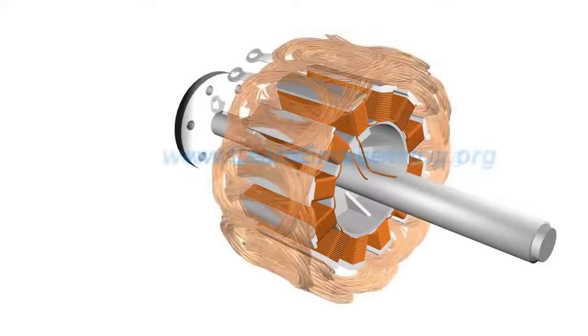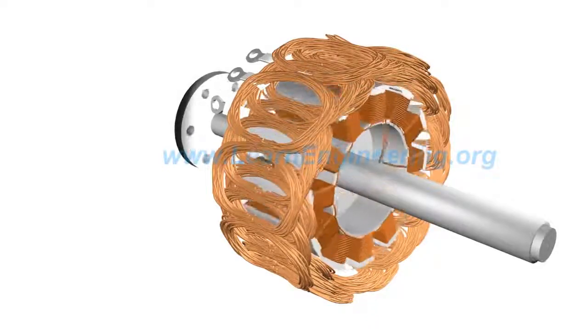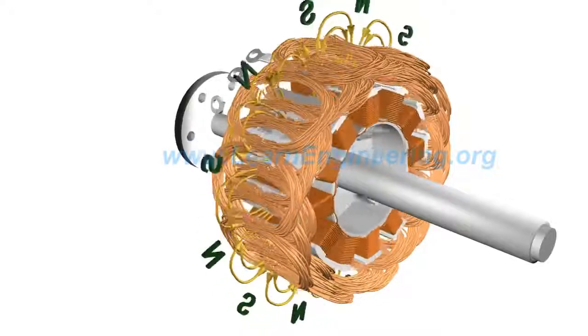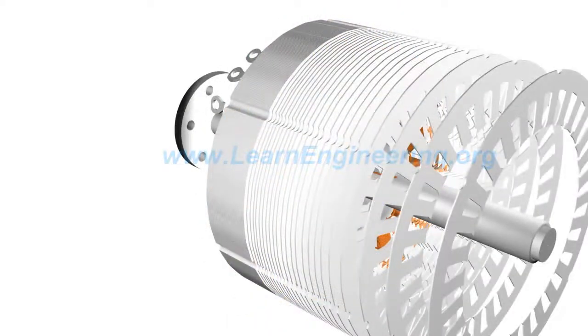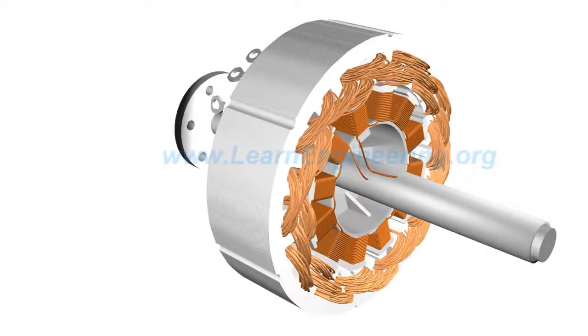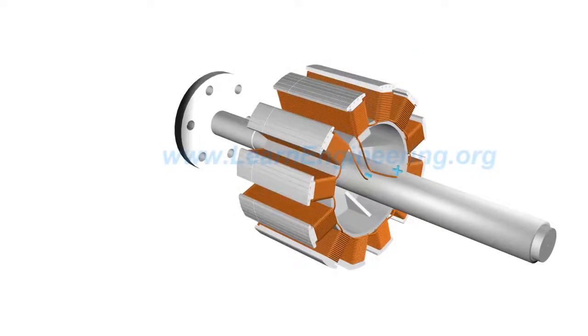Armature winding of a 3-phase 12-pole system is shown here. A stator core is used to enhance magnetic flux transfer. DC current is supplied to the rotor via a pair of slip rings.